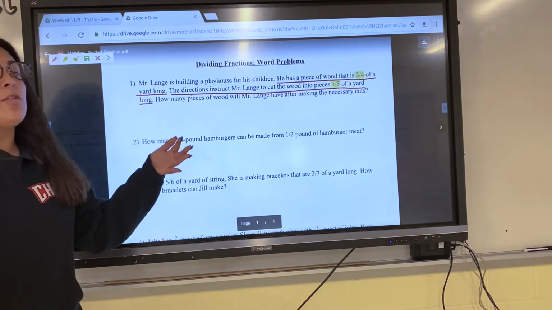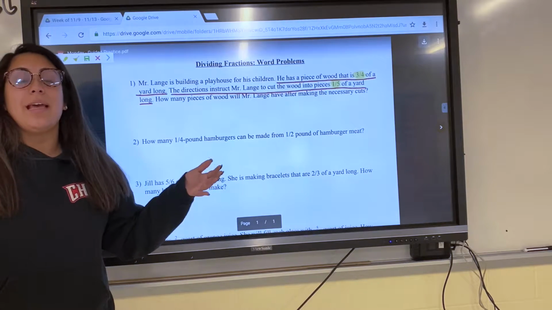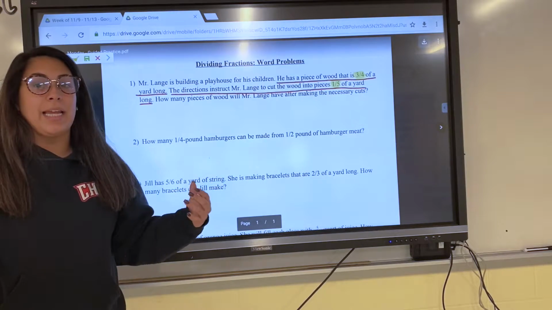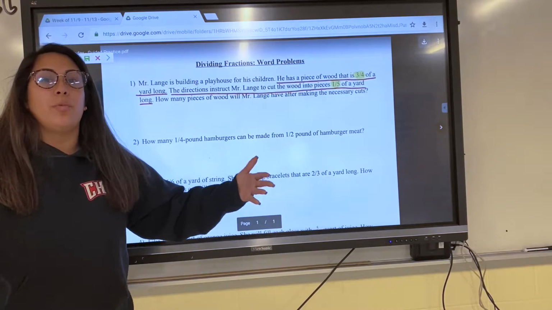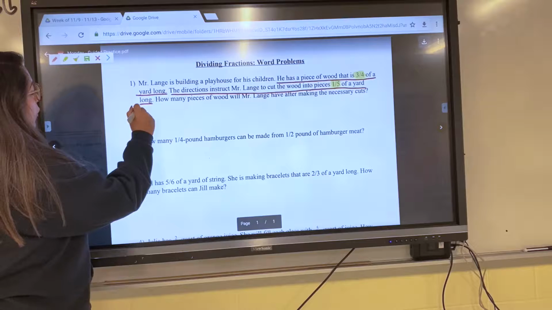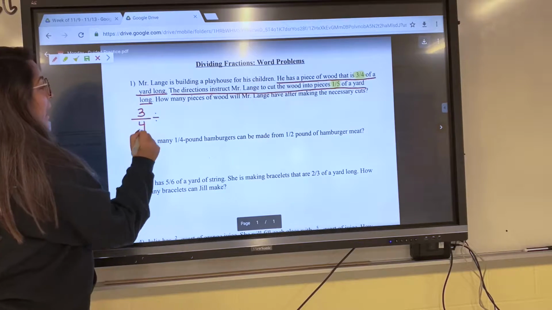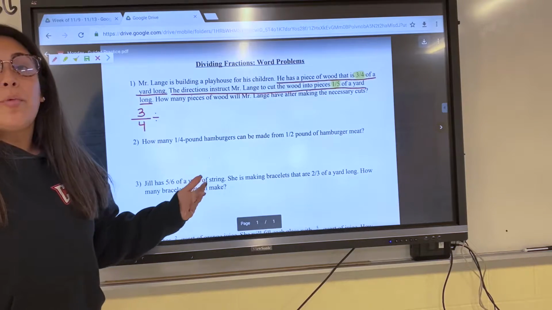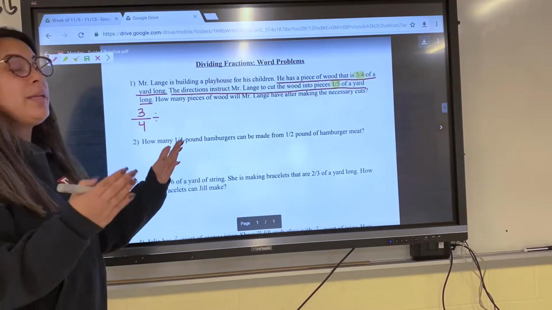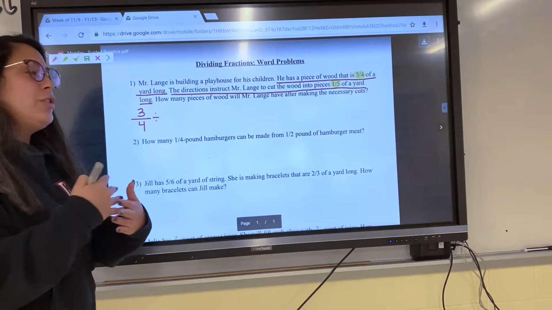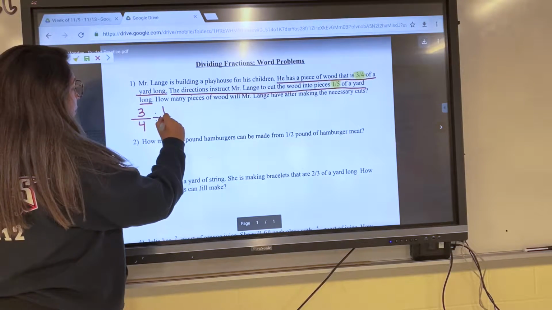So they tell us how long the piece of wood is. That is going to be our dividend. That's the number we're going to be dividing because that's the total amount of the wood. So our problem is going to first be 3/4 divided by, and we're going to be dividing by 1/5 because that's how long we want to cut the pieces in. So we're going to divide by 1/5.